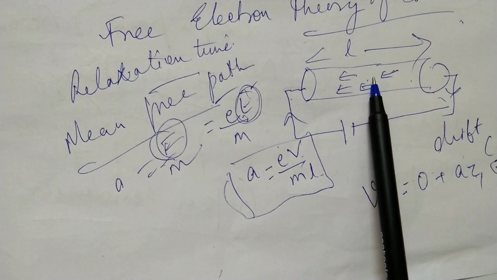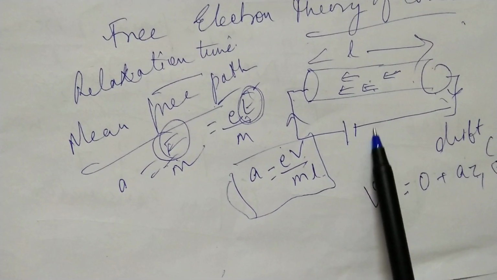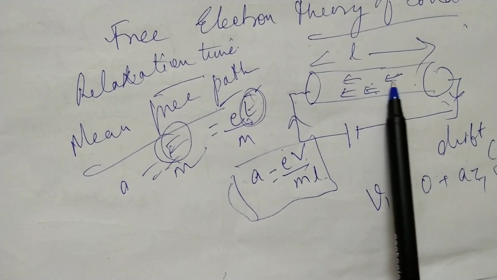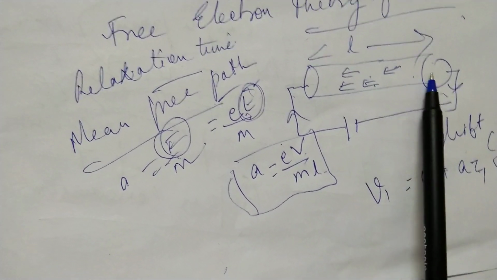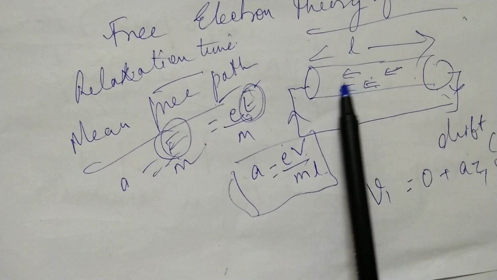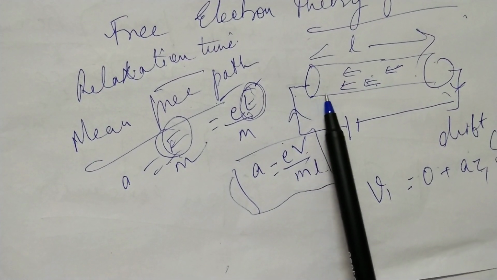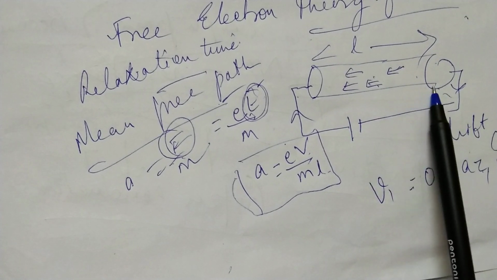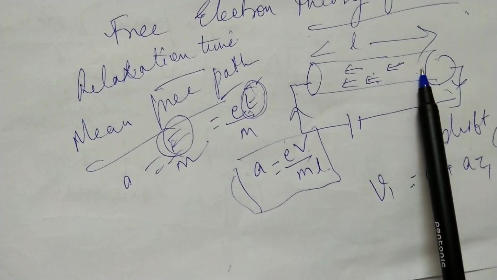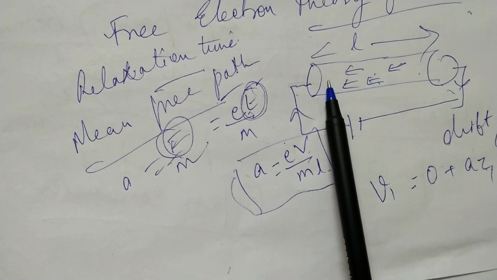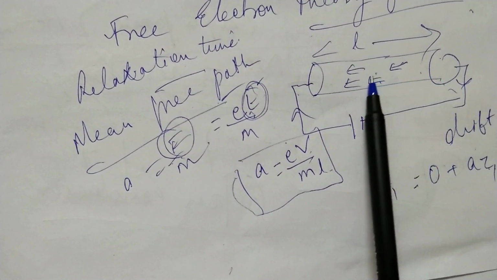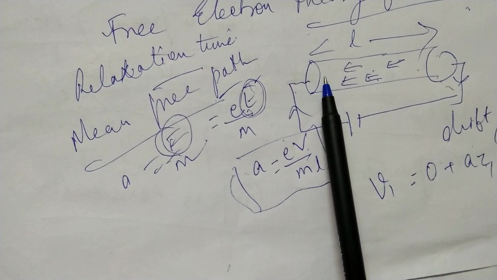initially they were at rest, but once they get an external source from outside, they are accelerated, and because of this they start flowing opposite to the electric field, because the electric field is from this end to this end. The direction of the electric field is this direction, but the flow of electrons is in the opposite direction of the electric field. So it simply gives an idea that the electrons are being accelerated.